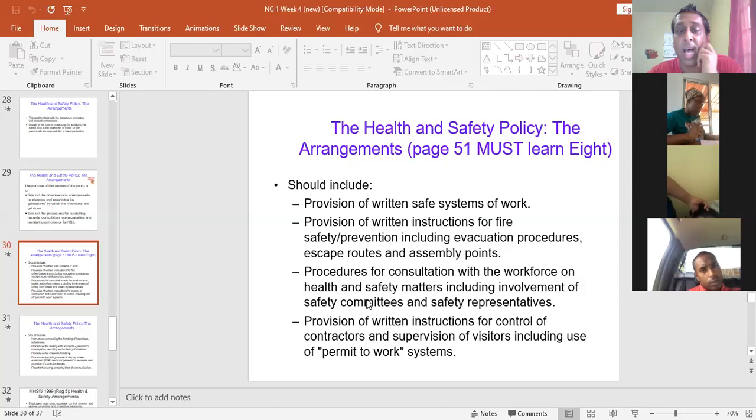And the arrangements could be from anything, right? Procedures for consultation, procedures for hot work, procedures for an emergency drill, procedures for smoking, procedures for a GSA, and you could just make it up. And the last piece we were just on was review.